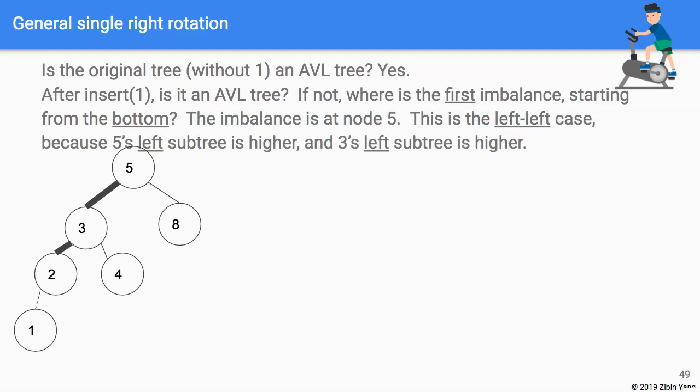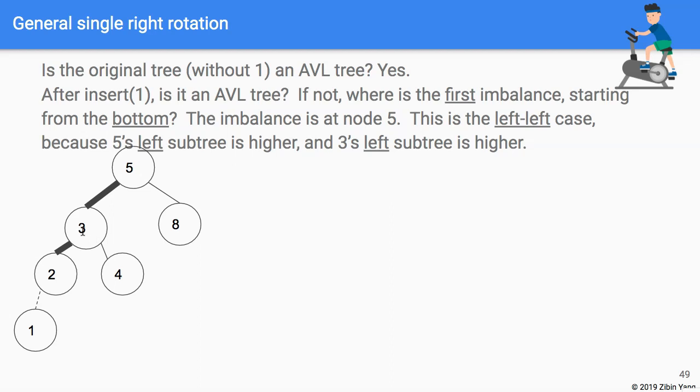Okay, so the original one is an AVL tree without the one. Now after we insert the one, it's no longer an AVL tree. The first imbalance, actually, I think the only imbalance in this tree, occurs at node 5, where the right subtree is height 0 and the left subtree is height 2. So the difference is 2.